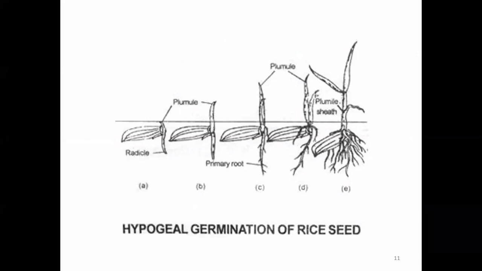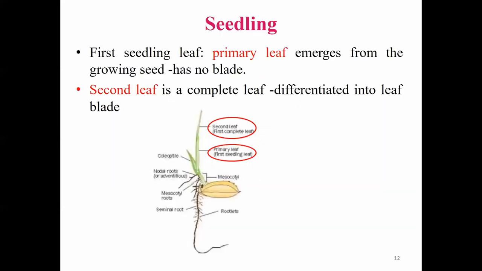This is also one of the stages. In this picture, you can identify A, B, C, D, E. What is the stage? Then we will move to the seedling leaf. The primary leaf emerging from the growing seed has no blade structure. The secondary leaf is completely differentiated into leaf blade. You can see this is the primary leaf, after the coleoptile, then the primary leaf and secondary leaf.